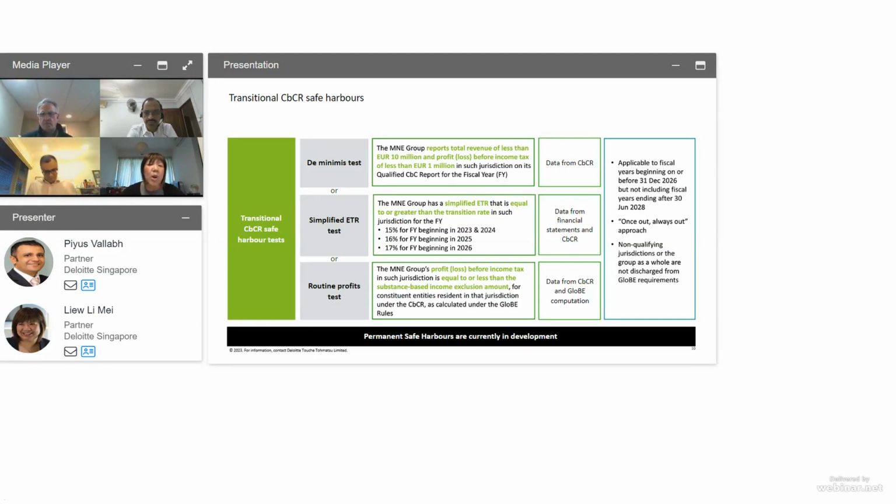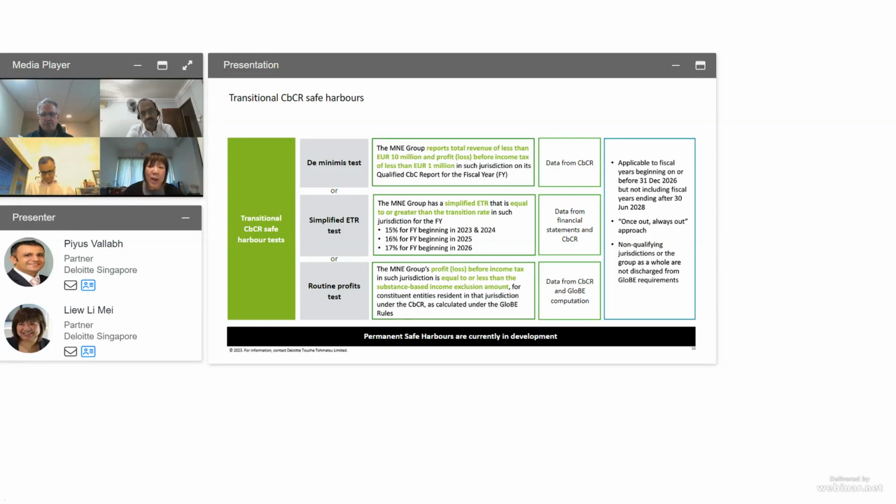And this test requires a business profits before income tax to be equal to or less than the substance-based income exclusion amount as calculated under the model rules. Okay. And where the transitional safe harbor rules apply, and any of these three tests are satisfied, then the top-up tax for that jurisdiction will be zero.